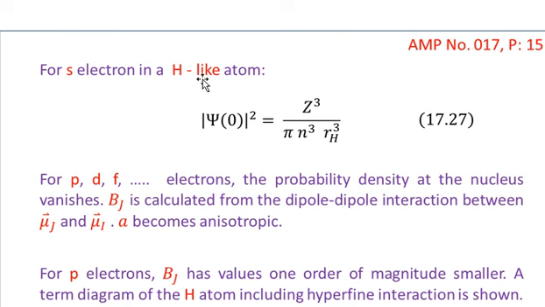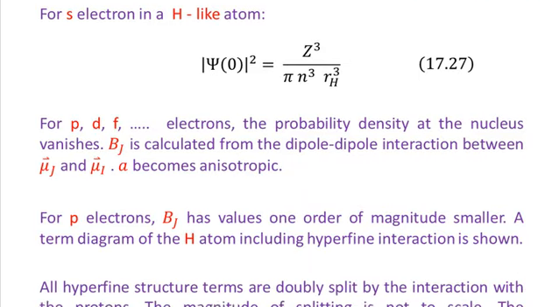So for s electron in a hydrogen-like atom, the value of the absolute square of the wave function at the nucleus site is equal to Z cubed divided by pi into n cubed into R_H cubed. For p, d, f, and so on, for these electrons, the probability density at the nucleus vanishes.